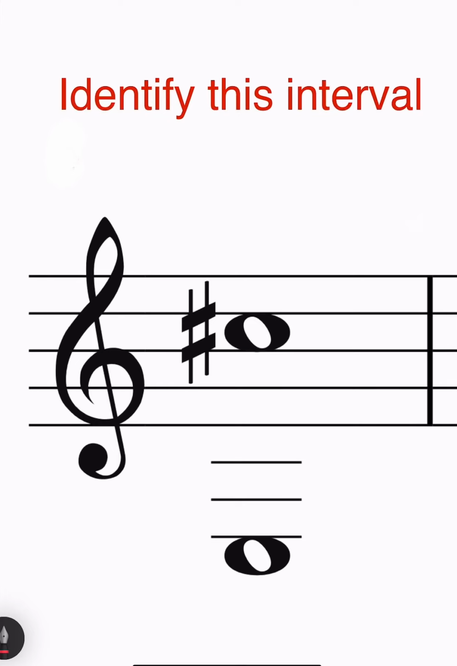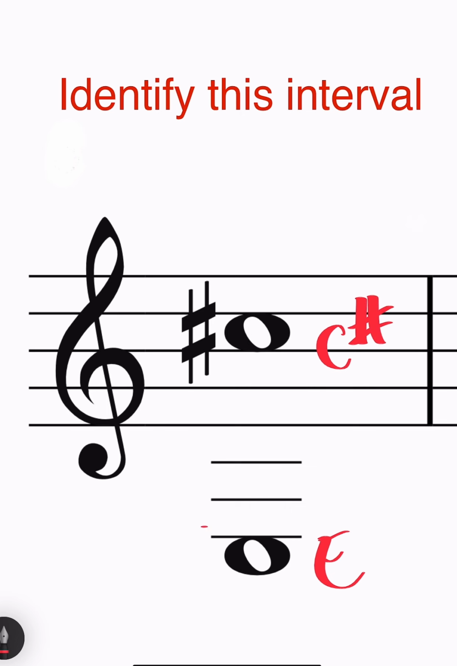Identify this interval. Here's what's written from low to high. Here's the low note, the upper note, and together we get this. Okay, so let's figure it out. The lower note is an E. The upper note is C sharp.